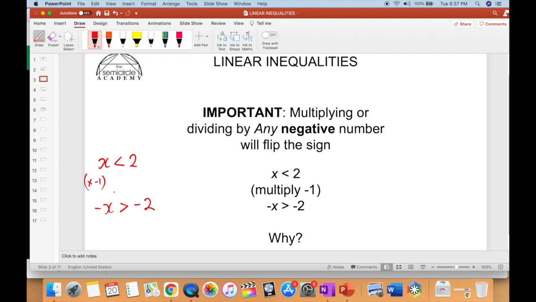Once you flip the sign, now if x is 1, then 1 is less than 2, yes. And if I put x to be 1 here, then negative 1 is greater than negative 2. So it remains true. And this is the only thing about inequalities that students will find tricky. Everything else is just straight algebra.